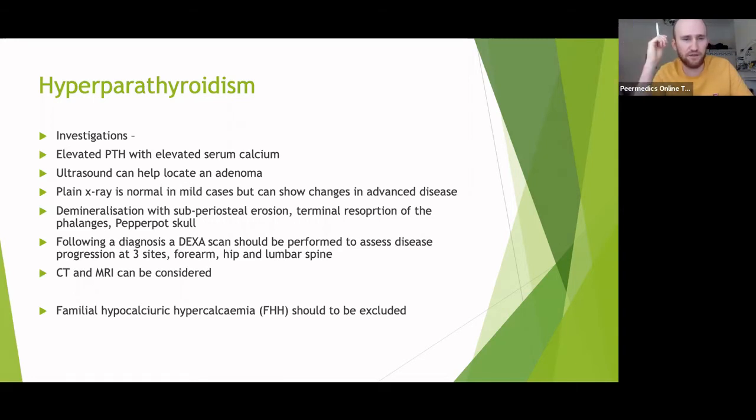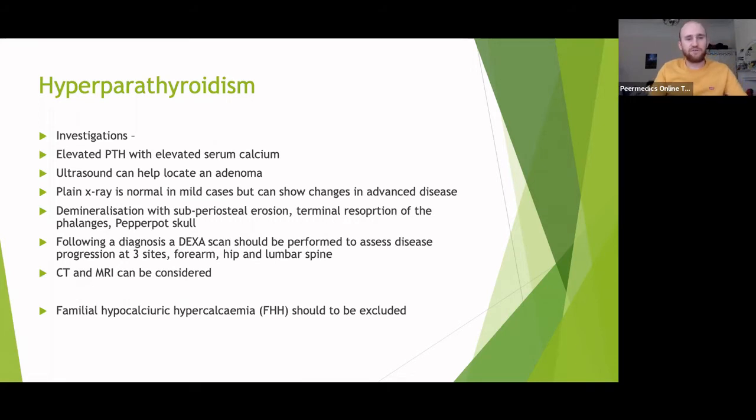You can plain X-ray the bones, basically trying to check for bone involvement. Because of the chronic PTH and increased bone resorption, you start to worry a little bit about fractures and things. And then also a DEXA scan can help assess disease progression.